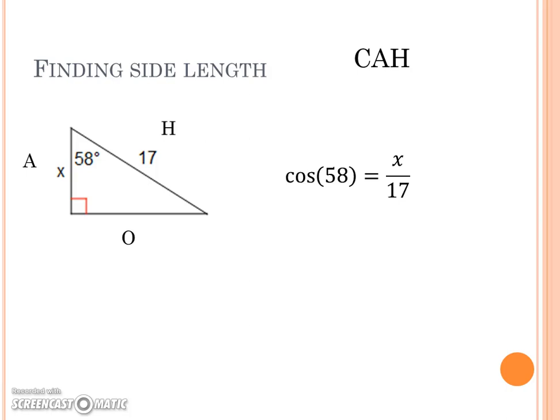Since 17 is on the bottom, when we cross multiply, we're going to put cosine of 58 over 1. When we cross multiply, what we're doing is 17 times the cosine of 58, and that's what we're going to type in our calculator. 17 times cosine of 58. So when the number's on the bottom, we multiply. We just need to keep that in mind here. What we get when we type this in is 9.0.